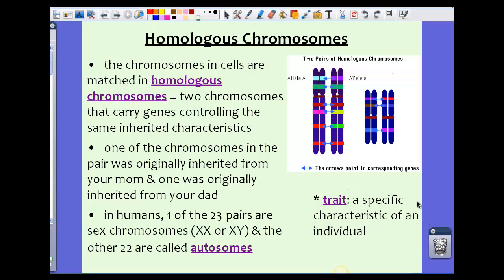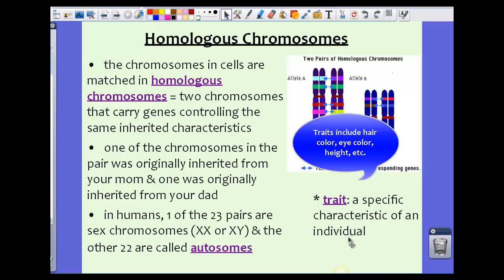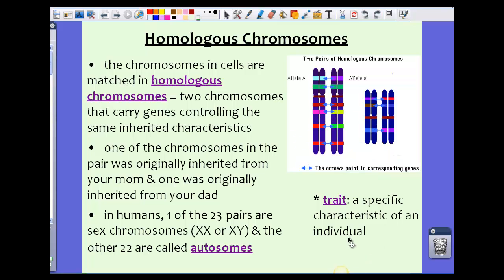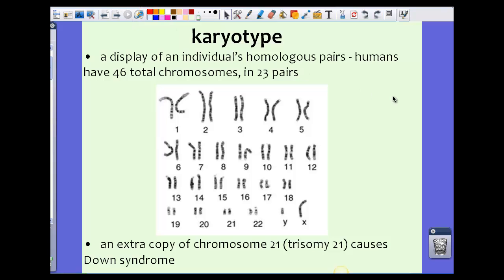Now a trait is a specific characteristic of an individual. And that's specifically what we call those characteristics, like hair color and eye color and all that stuff. So the traits are actually on those chromosomes in genes. Now a karyotype is a display of an individual's homologous pairs. Humans have 46 total chromosomes in 23 pairs. If you were to count all of these together, you should have 46.